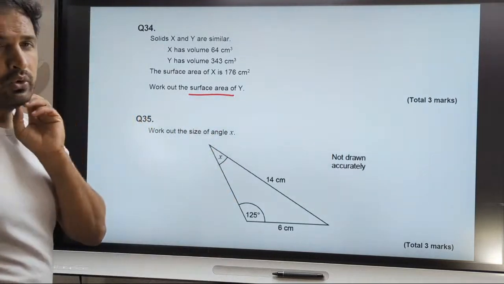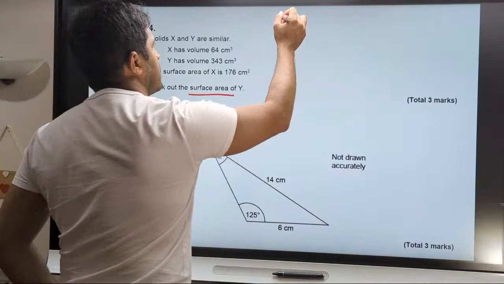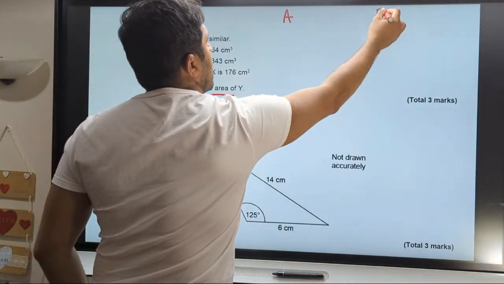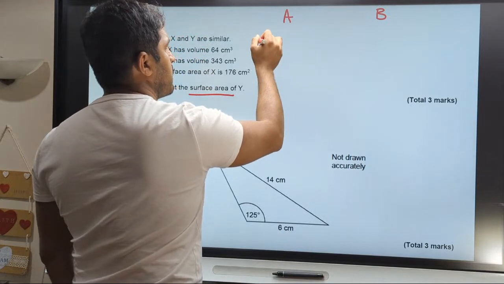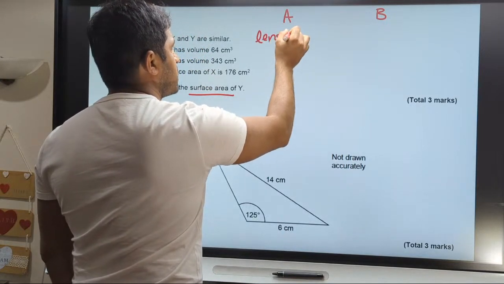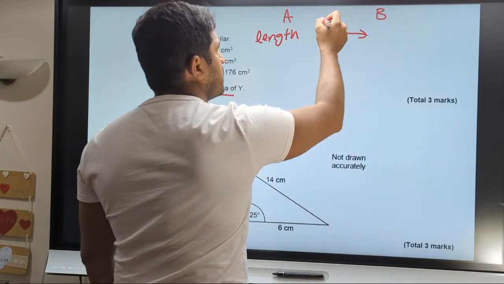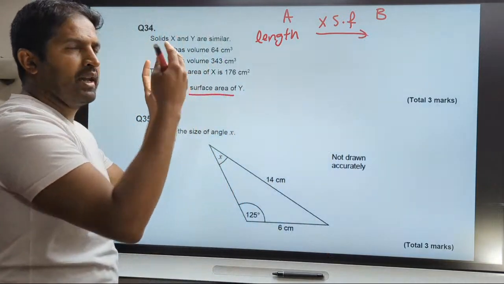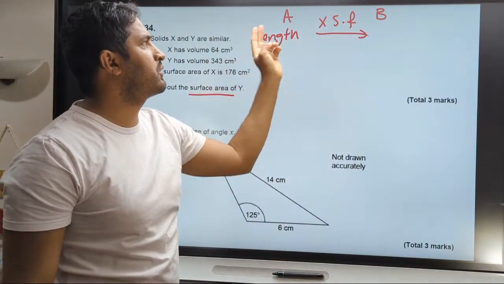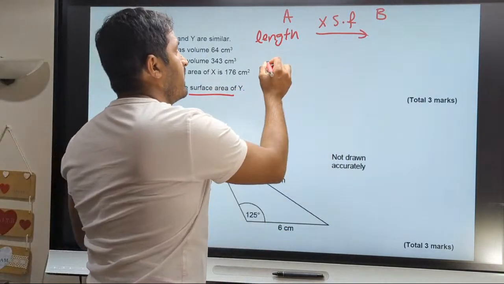So when you're looking at any two similar shapes, let's say shape A and shape B are two similar shapes, when you're just looking at the length of shape A and trying to work out the length of shape B, you multiply by the scale factor. Because you're just saying this shape is 2 times bigger, so you're doing length times 2 gives you that.